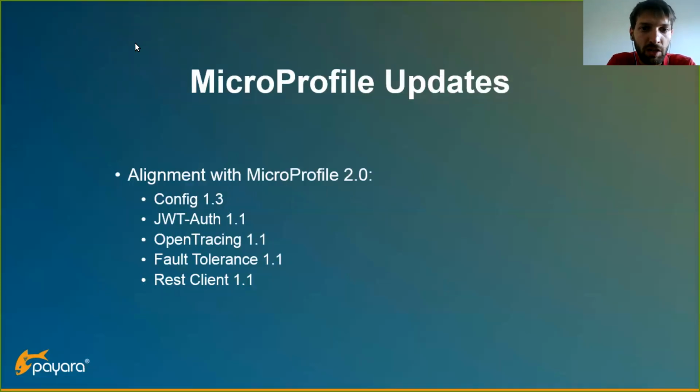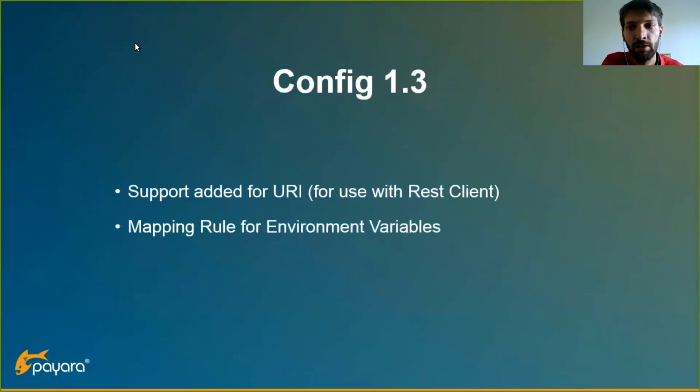To go through the MicroProfile 2.0 updates, there were updates to configuration, JWT authentication, OpenTracing, fault tolerance, and the REST client. All of them were updated in the recent release except REST client, which was already present in the previous release of Payara Platform. But it was the only specification from MicroProfile 2.0 which was supported by the previous version of Payara Platform. Now you can enjoy all the APIs from MicroProfile 2.0.